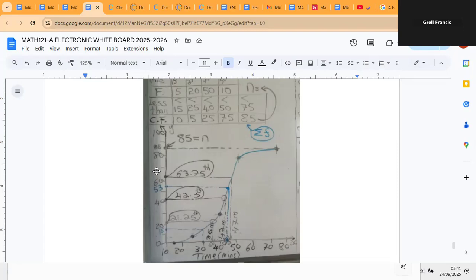Similarly, the location for the upper quartile is 63.75. That's 3/4 times 85. And a horizontal line was drawn and a vertical line downwards towards the horizontal axis, and an upper quartile of approximately 47 minutes was found. So that's how you obtain the quartiles from a cumulative frequency graph. Now we can use those quartiles to construct a box plot.